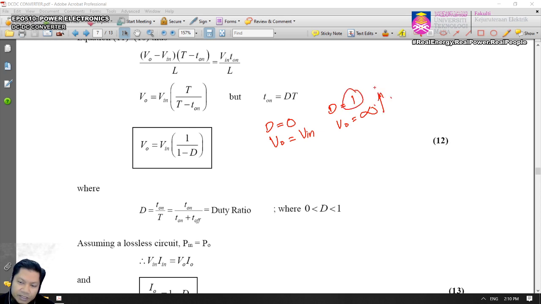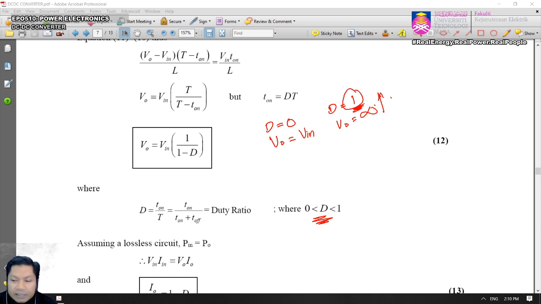So you cannot use D equals 1, and therefore you have to avoid D equals 1 for a boost converter, or else you're going to have a very large output voltage and very large voltage across your switch as well. So D will be from 0 to not equal to 1, in between, to get your output voltage.